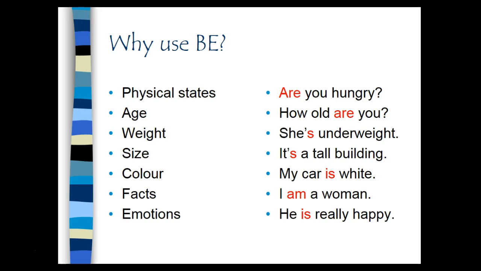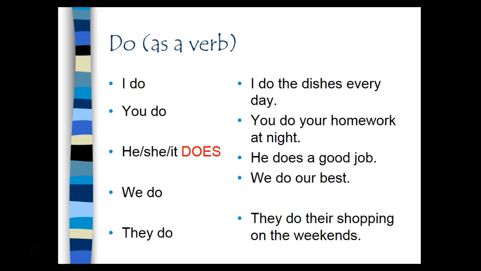We use it to describe facts. I am a woman. And emotions, he is really happy. Next, let's look at do when it is used as a verb. Like all simple present verbs, the he, she, and it form, so third person singular form, requires an S in the simple present affirmative. So do is no exception to that rule.